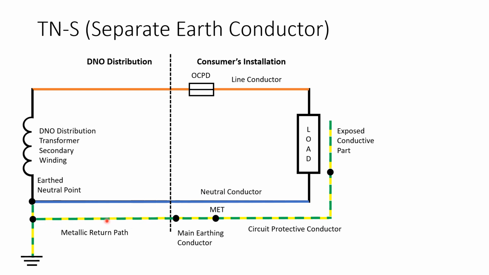I've seen all sorts of things. It could be an armoring, it could be the outer sheath of an MI cable. But that's all provided by the distribution network operator, the DNO, and this would be a TNS because it has a wholly separate earth wire.